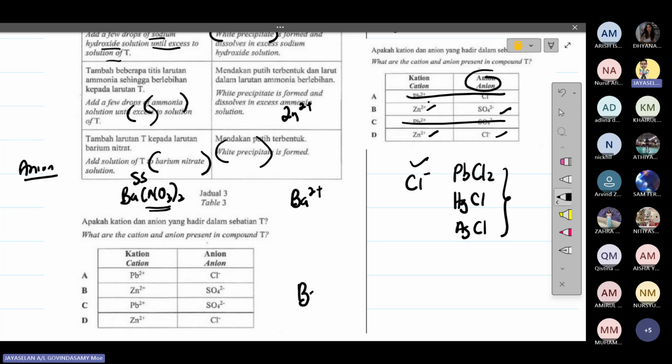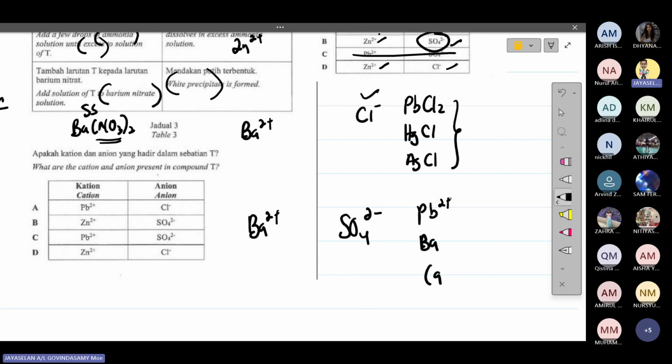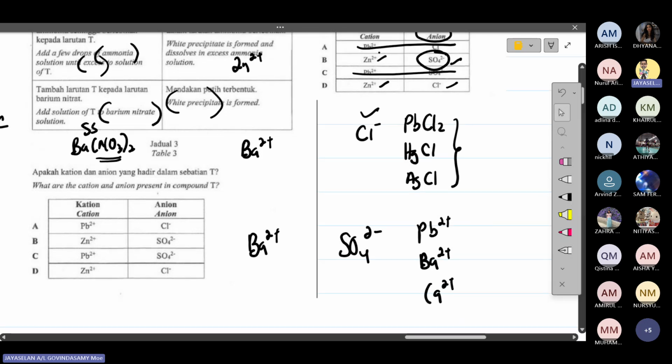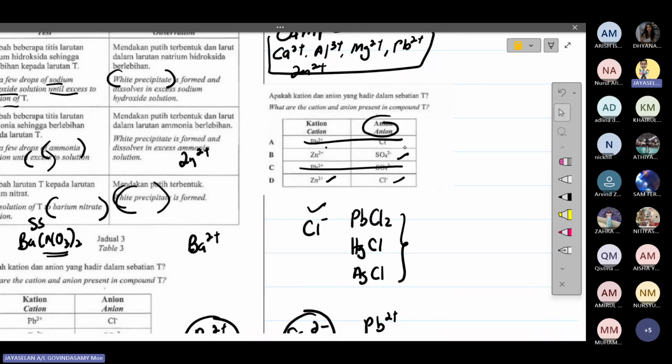Now barium ion joins with one more ion, sulfate ion, which is insoluble and will form a white precipitate. So we put here lead(II) ion, barium ion, calcium ion. So you see here barium sulfate is a white precipitate. This confirms the presence of sulfate ion. So the answer is made up of the cation zinc ion and the anion sulfate ion.